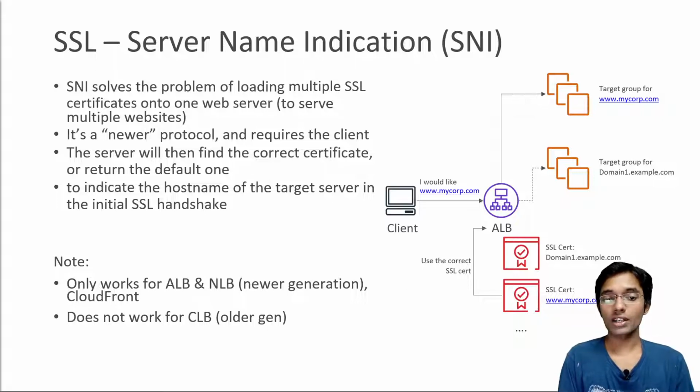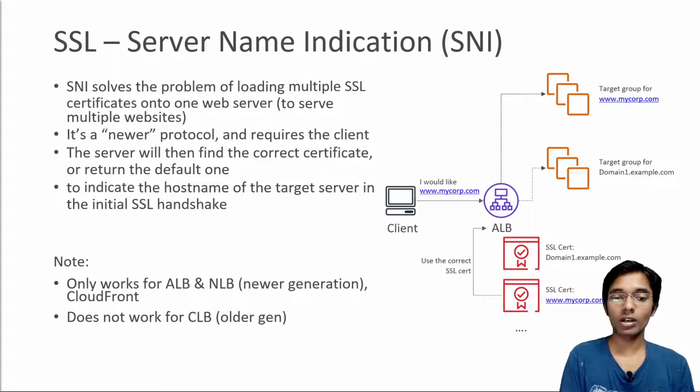target group. So the idea now is that a client who has SNI compatibility, the Server Name Indication compatibility, says, hey, I would like to connect to www.mycorp.com, and the ALB, because it has SNI enabled, will use the correct SSL certificate and then redirect it to the correct target group. And we'll have an encrypted connection. But in case we ask for another domain, then the ALB will be smart enough to get the other SSL certificate and connect to the other right target group. That would be the second target group here, domain1.example.com.